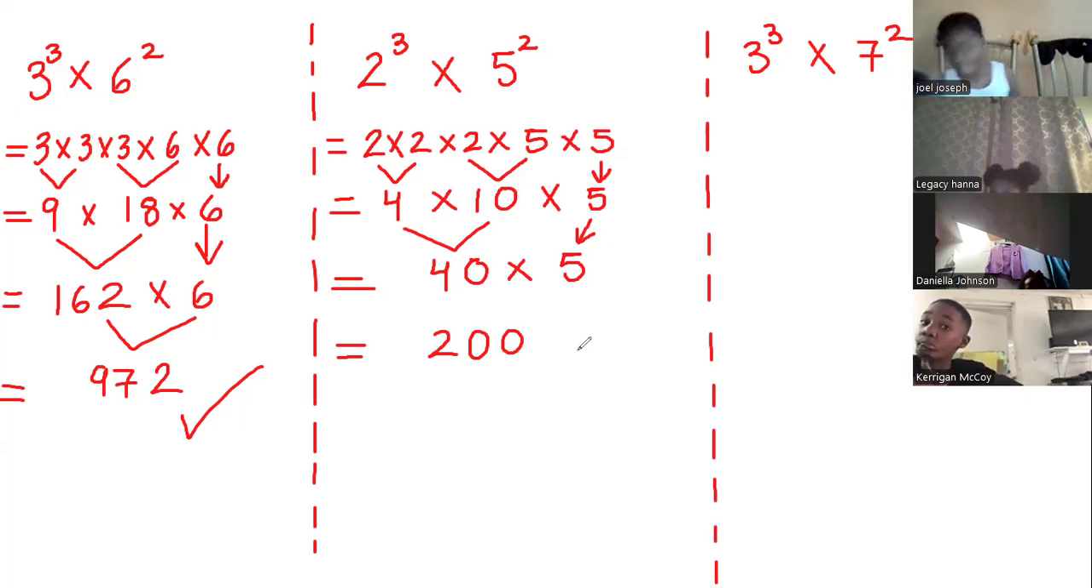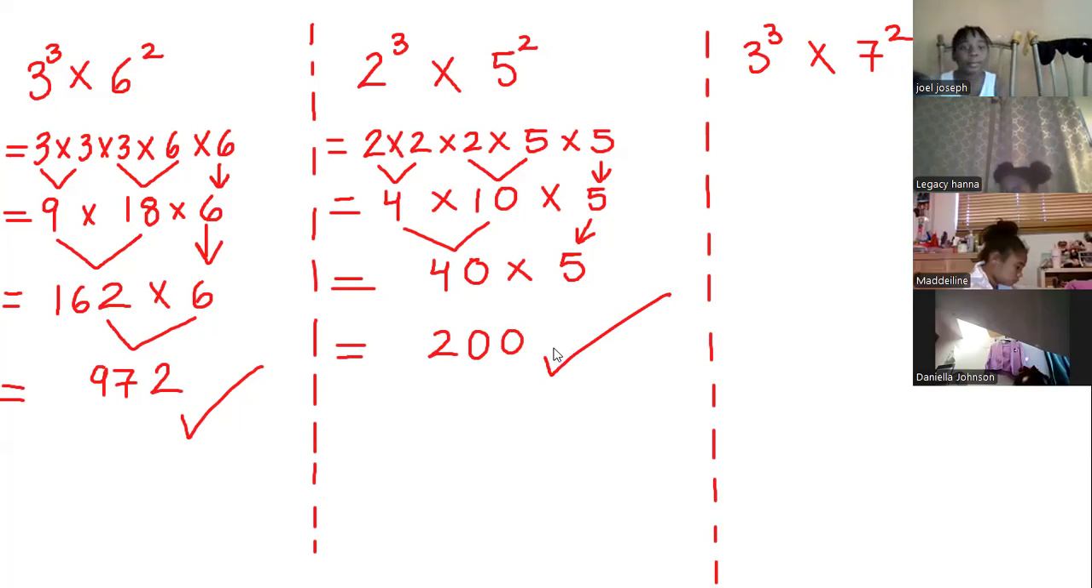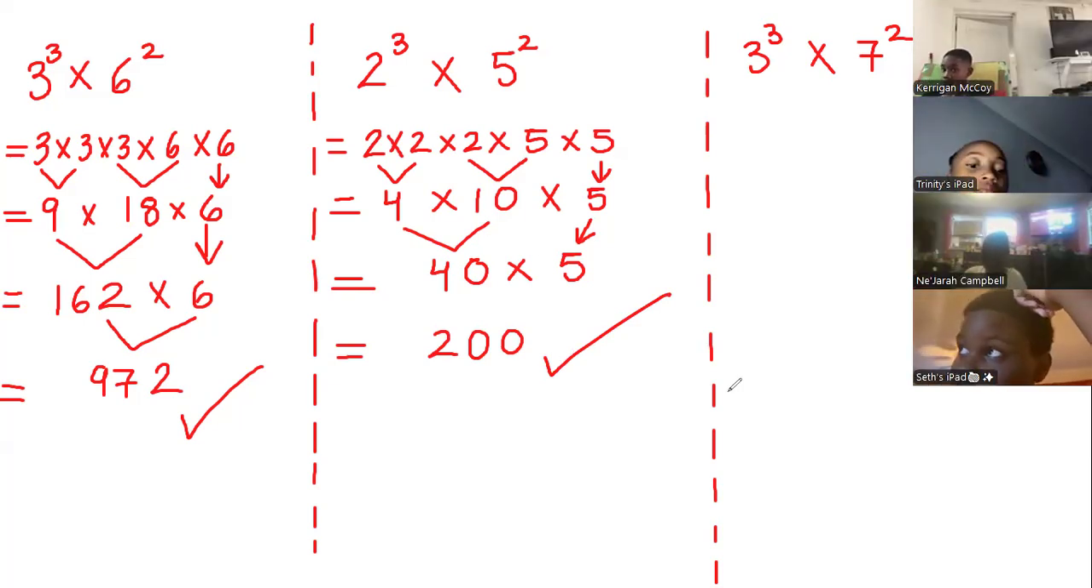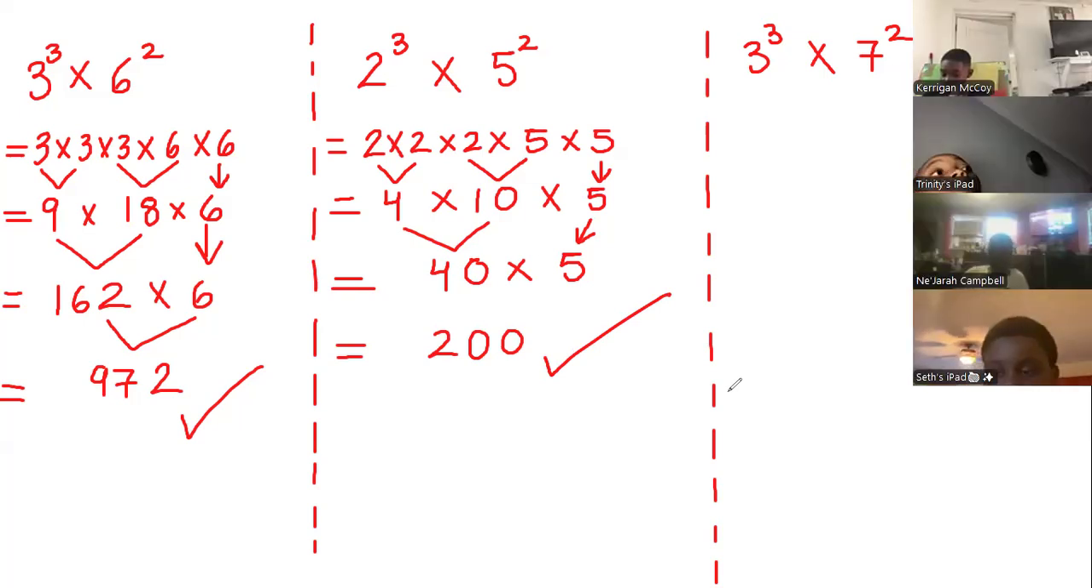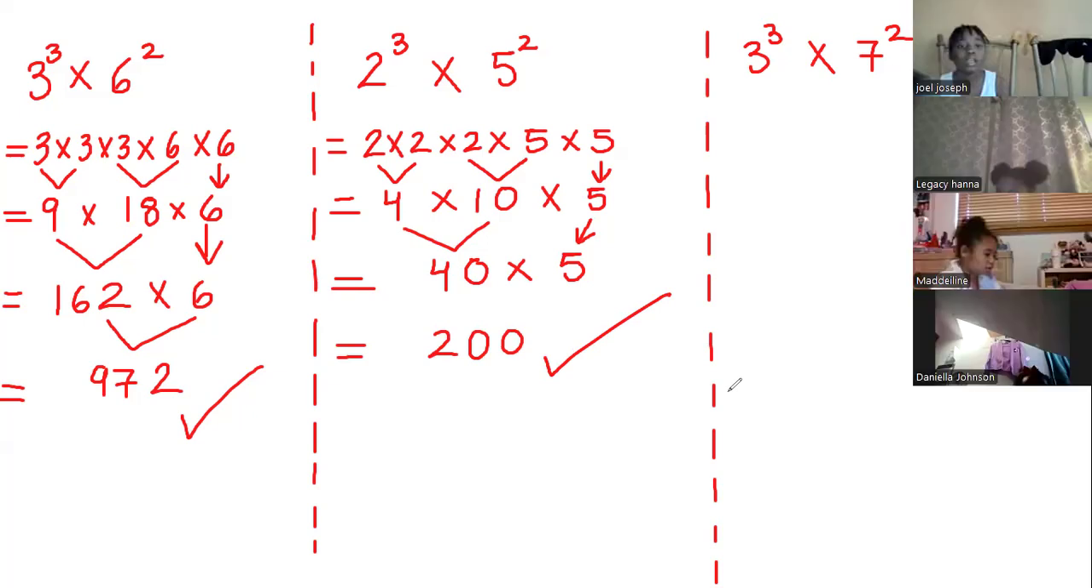All right. Who all got 200? I did. I got it. Very good. All right. Now let's do the third one. Where's Daniela? I'm going to win this time. There's no more winning because Madeline already answered that. This is the third one right now.